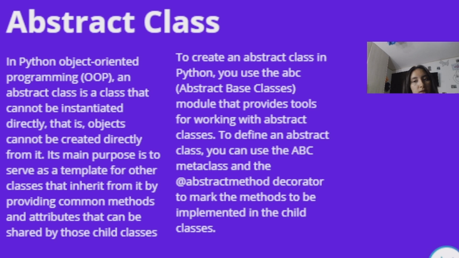To create an abstract class in Python, you use the ABC. What is that? It is the abstract base classes module, which provides tools for working with abstract classes. To define an abstract class, you can use the ABC metaclass and the abstract method decorator to mark the method to be implemented in the child classes.